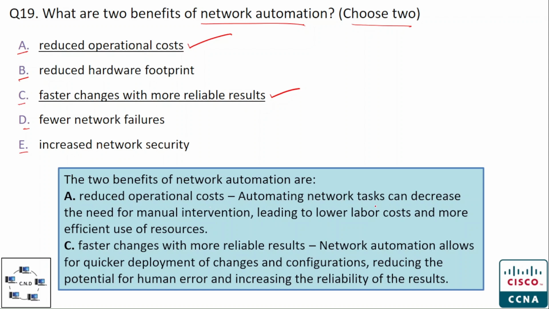The explanation is that the two benefits of network automation are, number one, reduced operational costs. Automating network tasks can decrease the need for manual intervention, leading to lower labor costs and more efficient use of resources. The second correct option is faster changes with more reliable results. Network automation allows for quicker deployment of changes and configuration, reducing the potential for human error and increasing the reliability of the results.